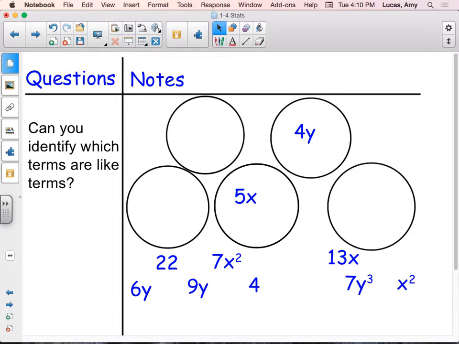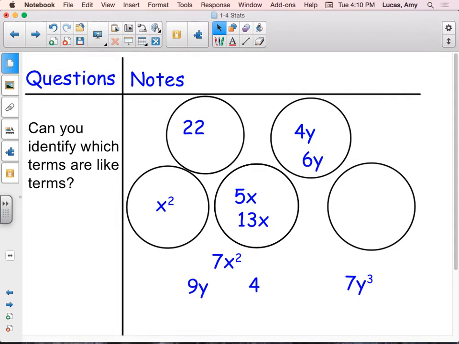Now, let's say that I go to my 6y. I can put that one with the 4y because they've got the same variable part. The plain number 22 is a constant. It doesn't even have a variable, so that would get its own circle again. X squared, you might think goes with the 5x. It does not, because x is not the same as x squared. When the exponent changes on the variable, it's not a like term anymore.